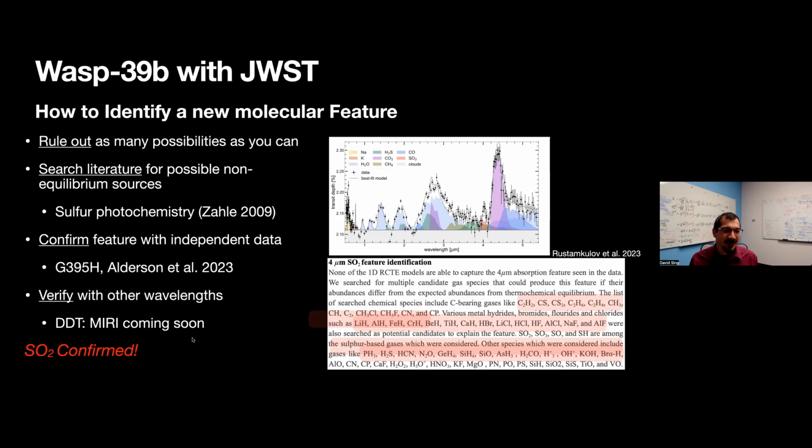And that definitely confirms this as SO2. So please, when you have a new little bump in your data, what not to do is see a little bump and then just say, oh, look, I found life on a planet. So it's best to be a bit more thorough.